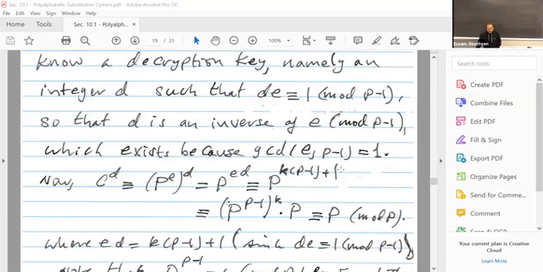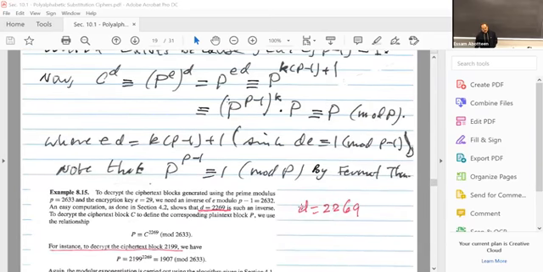We convert this into a divisibility relation. So we can write DE as K times P minus 1 plus 1 for some K. And then we split this into a product of P to the power P minus 1 to the K, and then we leave the plus 1 in here as P. But because of Fermat's theorem, P to the power P minus 1 is congruent to 1 mod P. All right, and then what we recover is P itself.